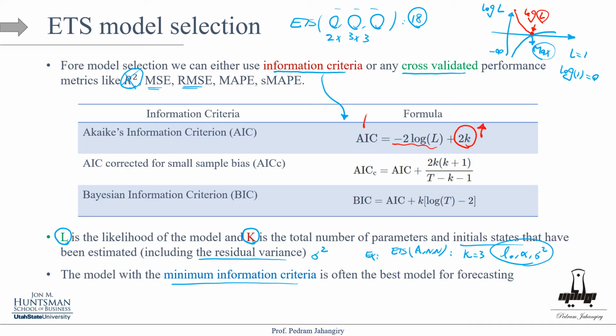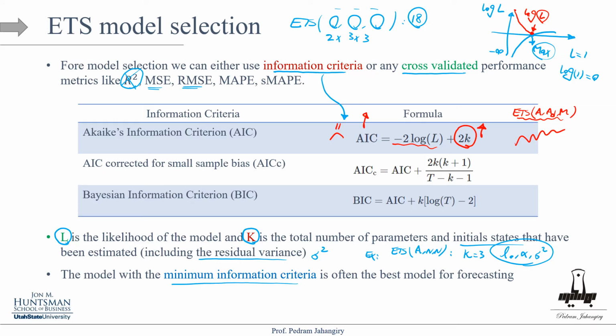This whole thing is going to increase. So this is a bad thing, right? So that's why adding 2k at the end of this function is going to penalize having more complex models. Having more complex models means models with more parameters, like ETS additive damped and multiplicative. This one has a lot more parameters compared to ETS A, A, N, right? Because it's more complex, it's capturing all the seasonalities, trends, damped version, et cetera.